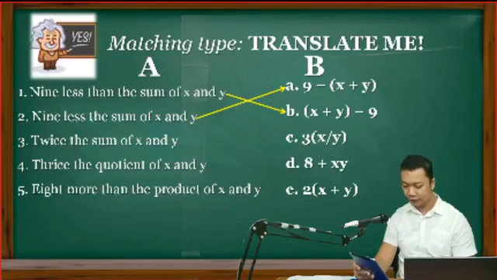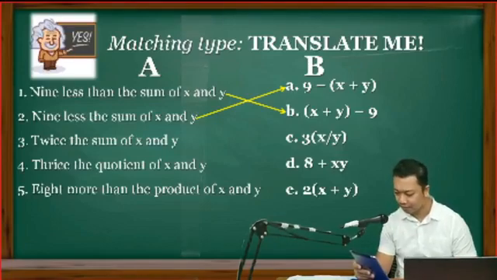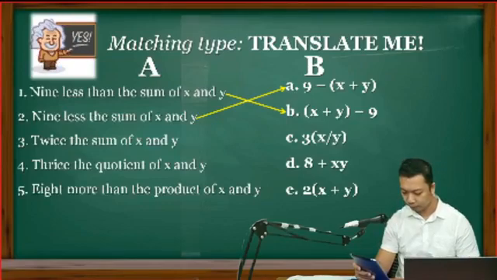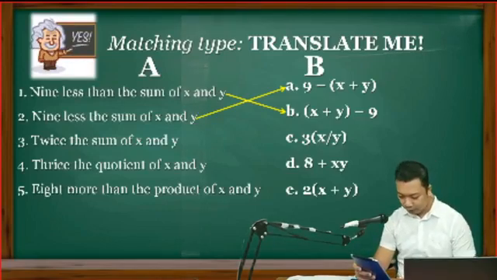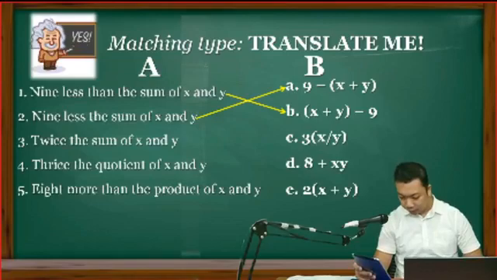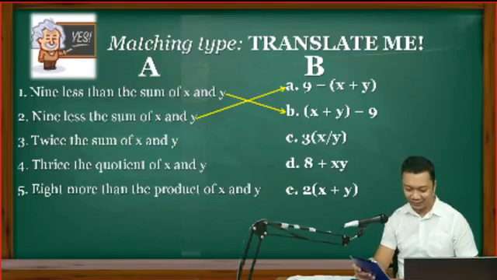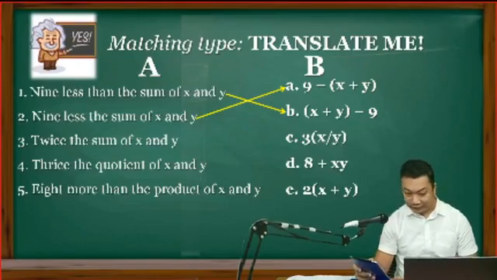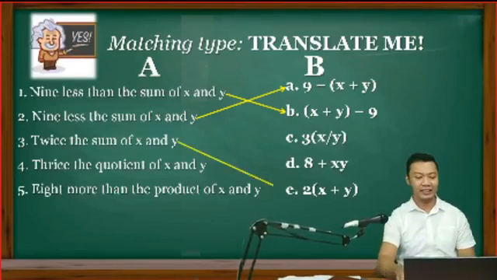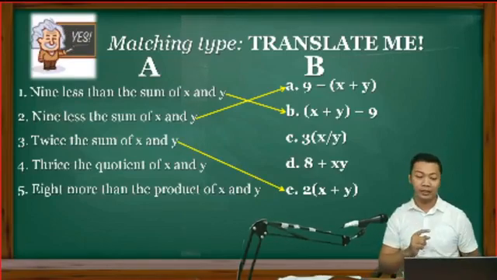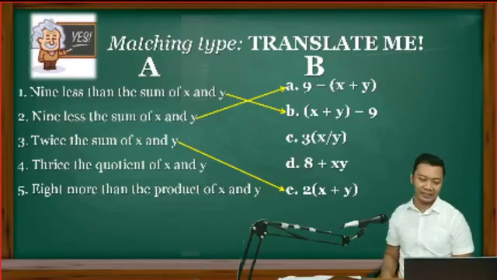Okay, answers from grade 8 students. Okay, we have an answer from Julis Aragona. Thank you, Julis. And she says letter E. Letter E. Very good. Your answer is correct. Twice the sum of x and y is letter E. 2 times quantity x plus y. Very good. Okay, next, let's have number 4.